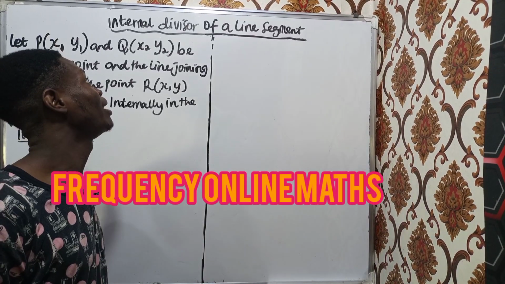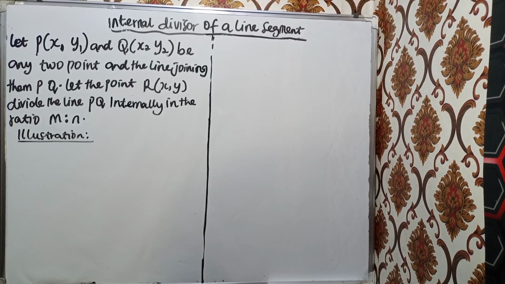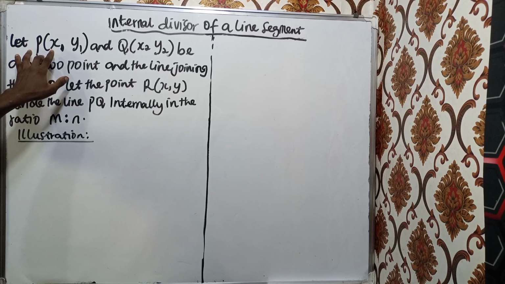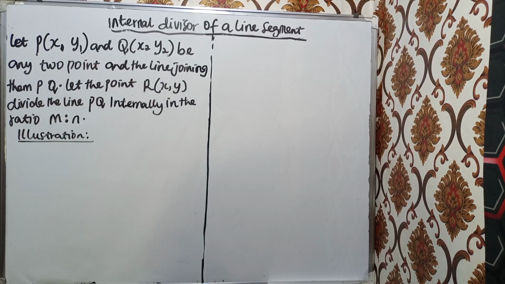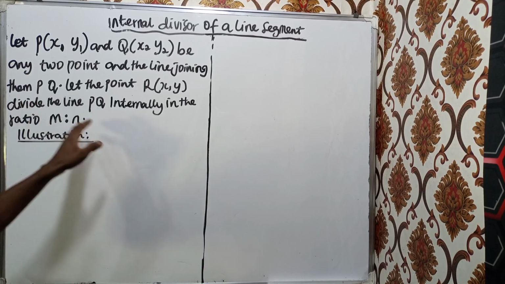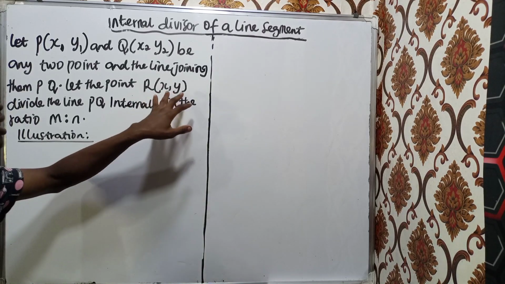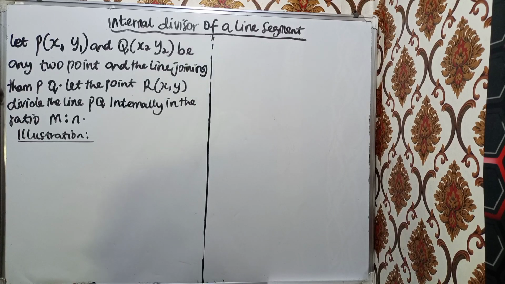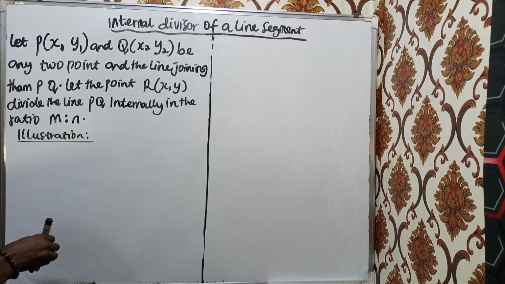Welcome back. Let's talk about the internal divisor of a line segment in a given ratio. We are going to consider a point P with the coordinates x1 and y1 and another point Q with the coordinates x2, y2. And we are going to have another point R with the coordinates x, y to be an internal divisor of that line segment, in the ratio m is to n. Let's illustrate it.